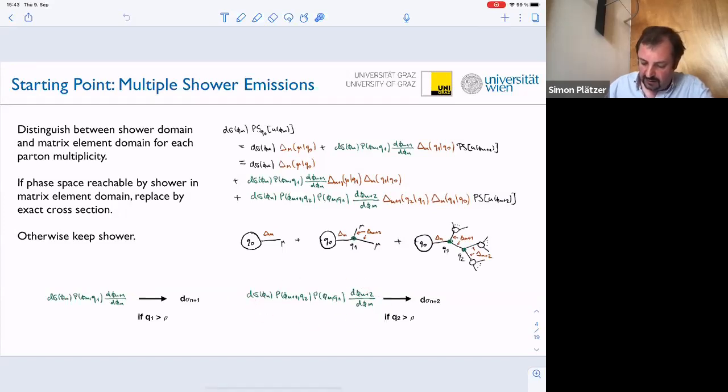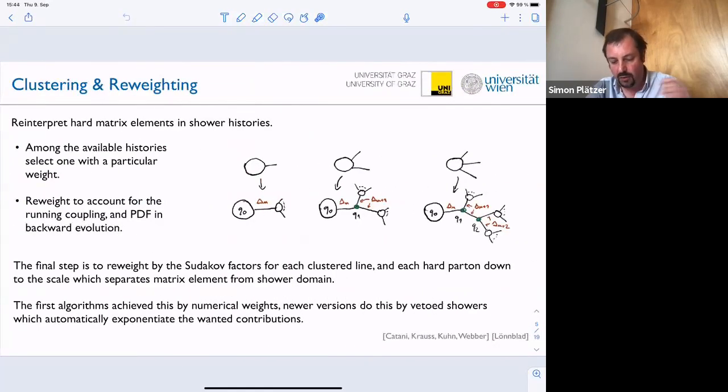wanting to replace this by the exact matrix element. We'll start to look at this exact matrix element and reinterpret it in terms of a parton shower history. And that is the starting point for most of the merging algorithms, for the very classic ones as put forward by Catani, Krauss, Kuhn, Webber, and then in a very efficient and transparent variant by Leif Lönnblad.